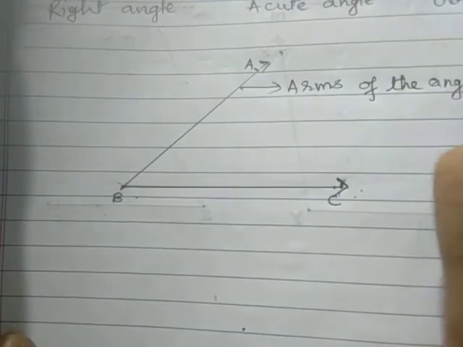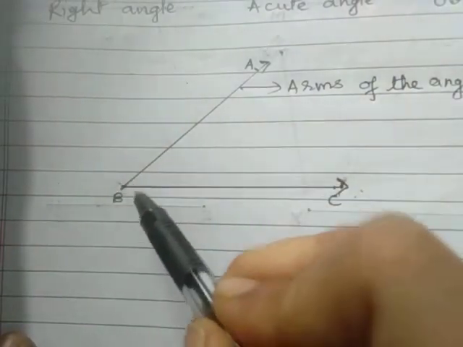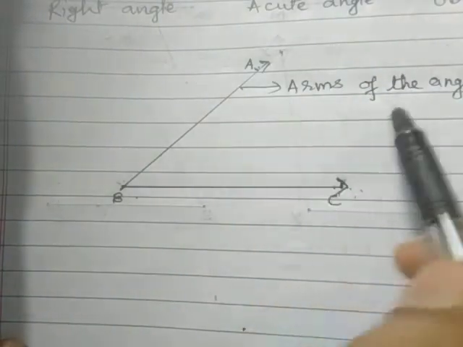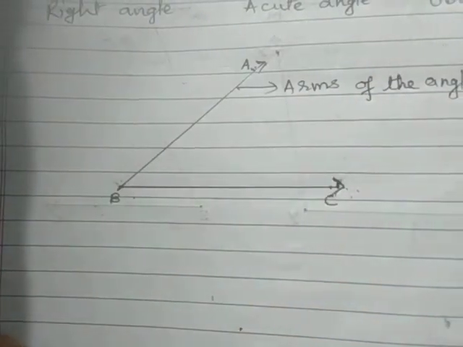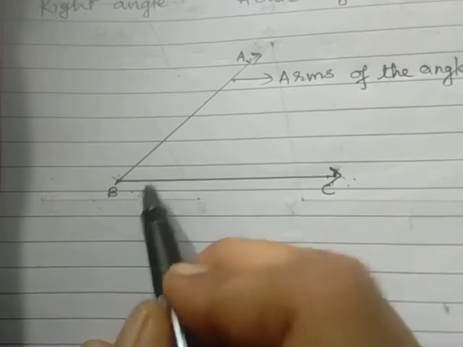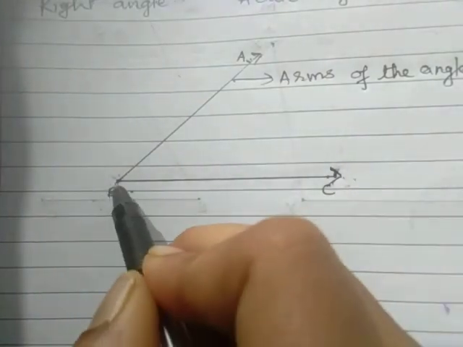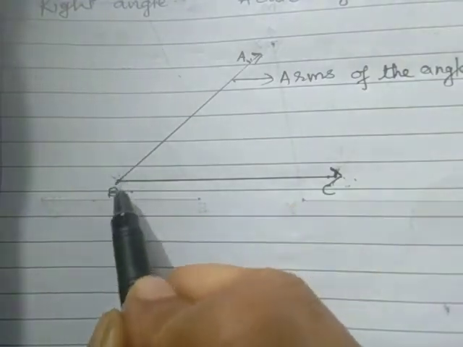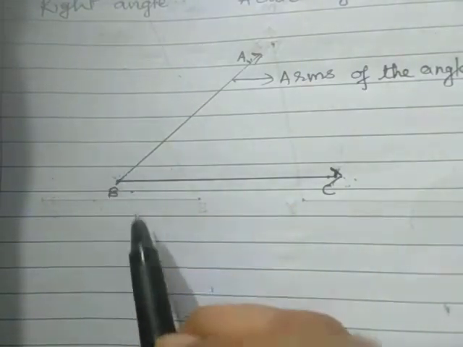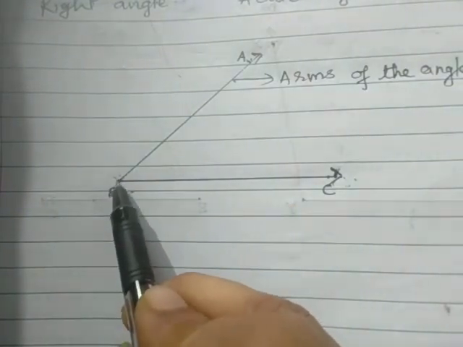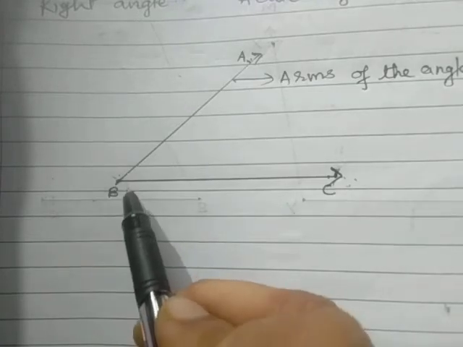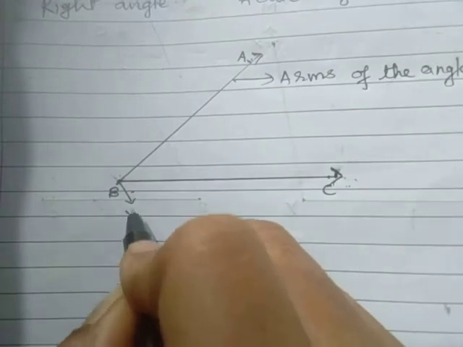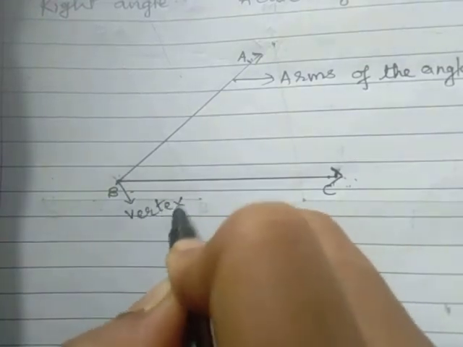So here line BA and BC are called as arms of the angle. Okay. So this is also another arm. Whereas you can see that these two arms are meeting at a common point. So this point over here is called as the common point. And in maths, we call it as vertex. It is called as vertex of the angle.